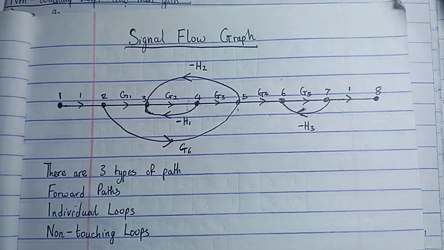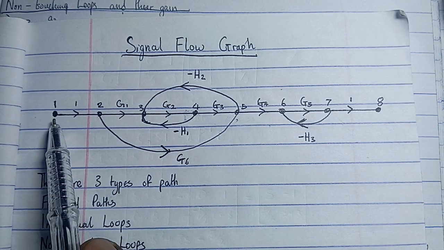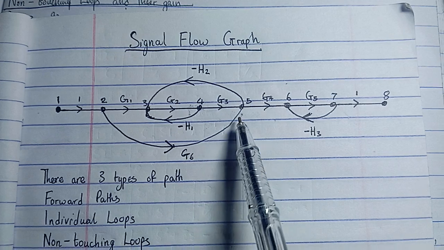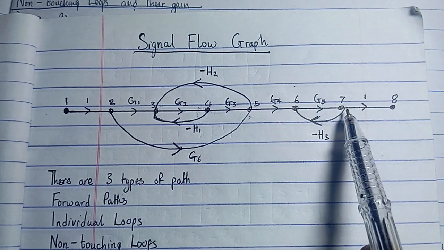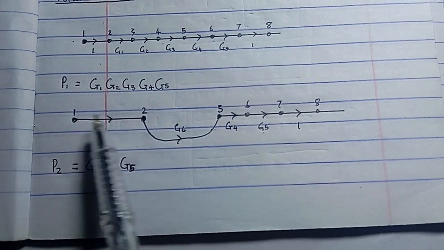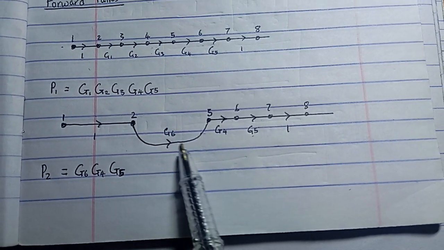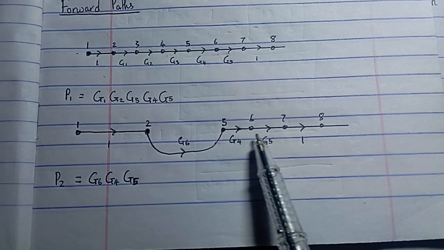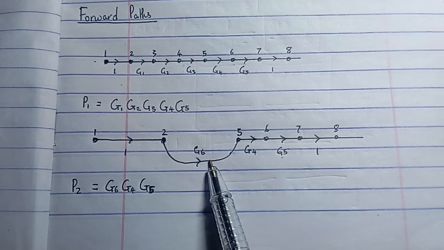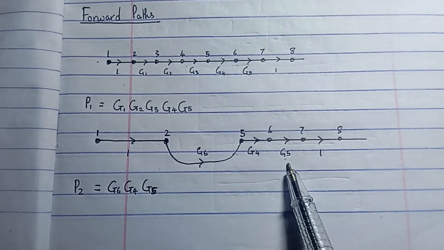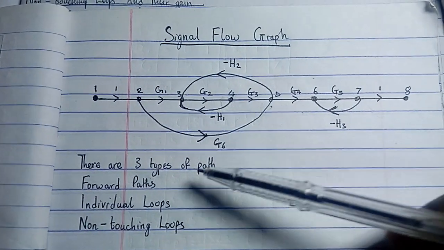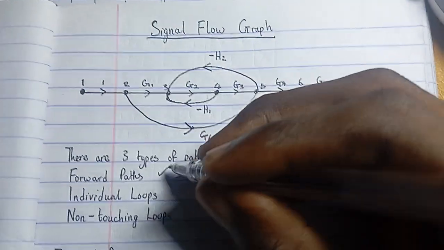Then we also have a second path, which is 1 to 2, and we follow this curve here to 5 to 6 to 7 to 8. And that is what we write as our second path. We follow the curve to 5 to 6 to 7 to 8, which is 1 times G6 times G4 times G5 times 1. Okay, so we are done with our forward paths.